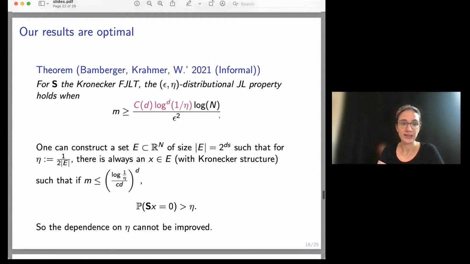We can show that this embedding bound is optimal. One cannot hope to get a better result like this. So this log 1/eta to the power d is a true sacrifice or loss that is necessary at the cost of the improved faster sketching.